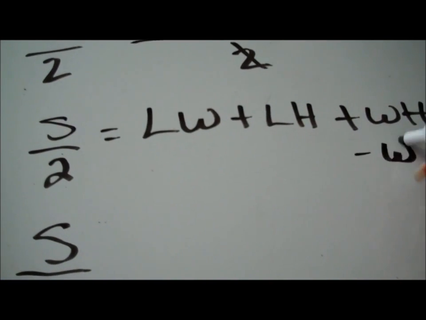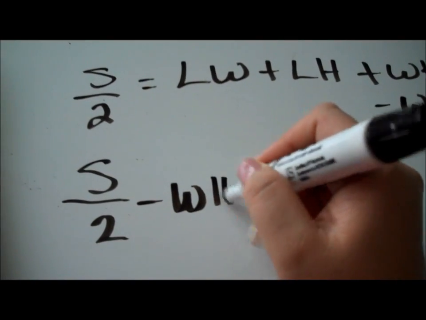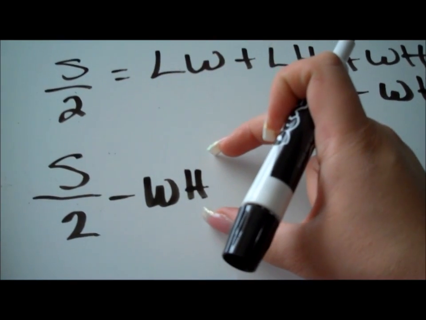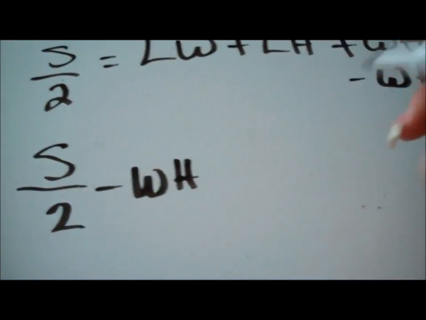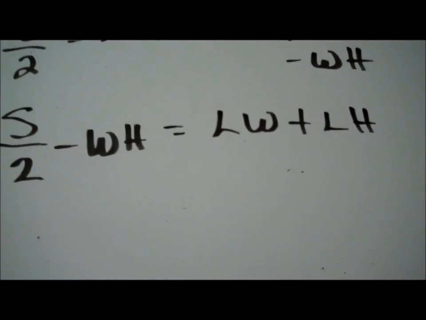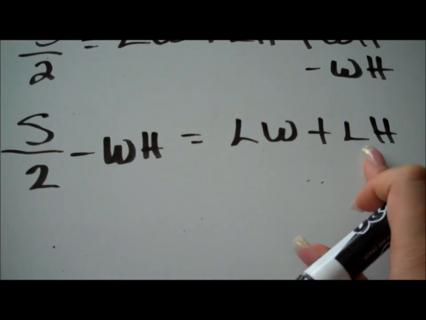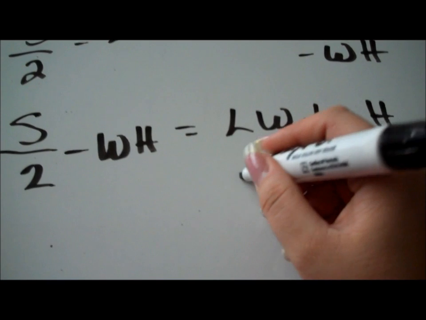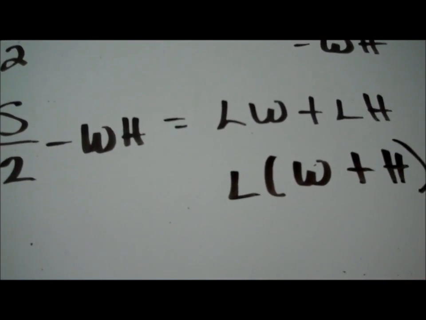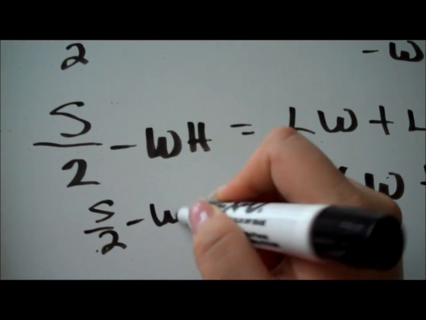I'm going to subtract WH. Again, I can't do anything because this is an S over 2, and this one does not have a denominator of 2, so I'm just going to rewrite it like this. Equals LW plus LH. I need to get the L out of these, so they each have an L. They have a common factor of L, so I'm going to factor out an L. So I get W plus H equals the S over 2 minus WH.